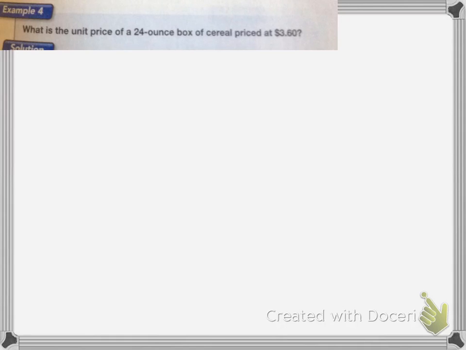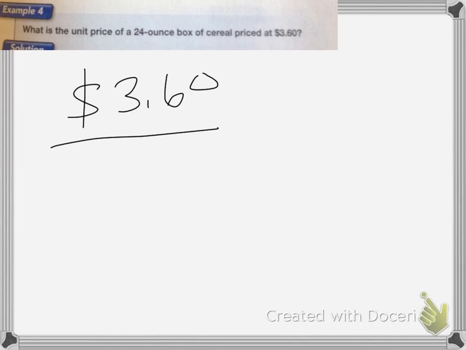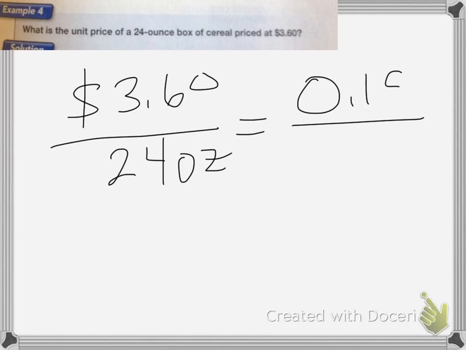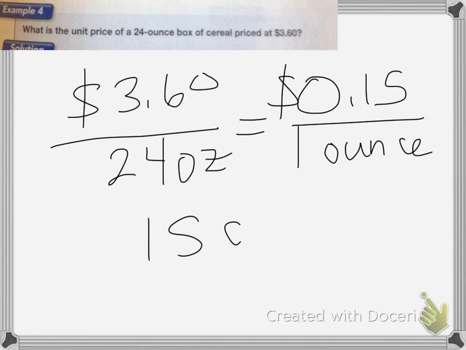Okay. What was the unit price of a 24-ounce box of cereal priced at $3.60? To find the unit price, we're going to divide the total price by the number of units or ounces to figure out the price for 1 ounce. Okay, so it's going to be $3.60 divided by 24 ounces. Okay, and that would give me 15 cents per 1 ounce. Okay, so 15 cents per ounce.